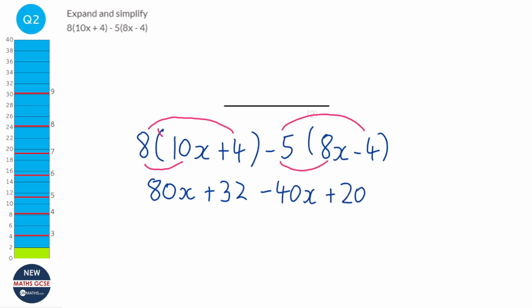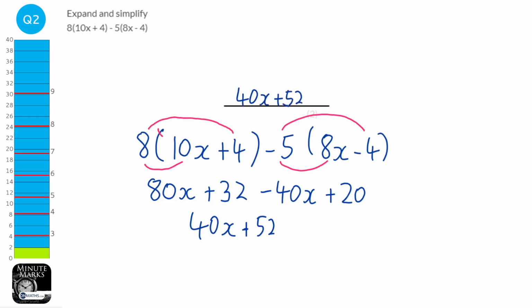A lot of students will write take away 20 there, but that is a minus 5 on the outside of the brackets. So it's minus 5 times the minus 4 there will give you a plus 20. Then 80x take away 40x, which will give us 40x. And 32 plus 20, which would be 52. So our answer would be 40x plus 52.